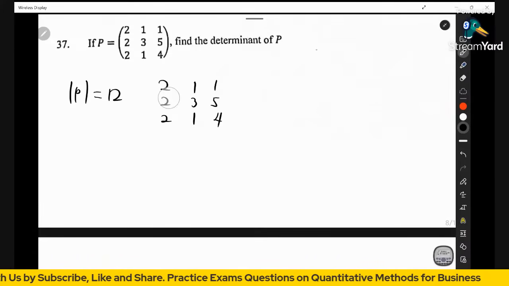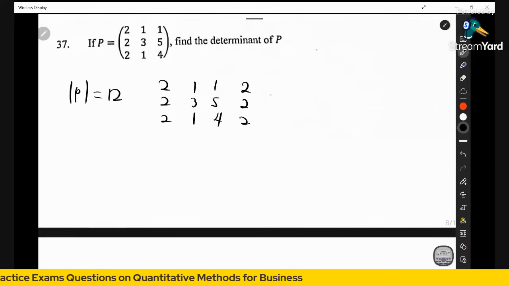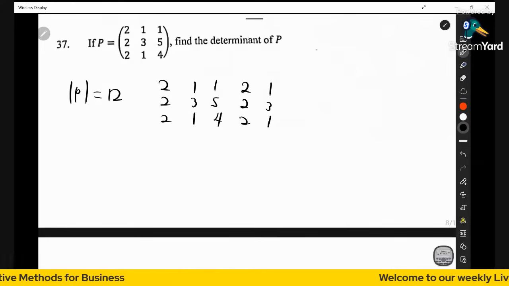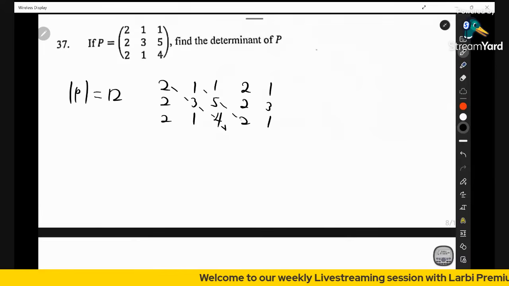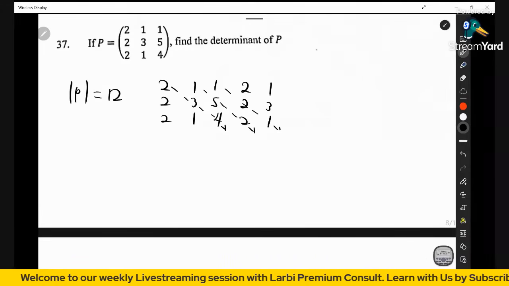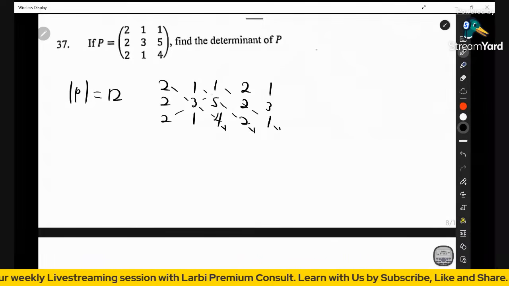So you just have to repeat the first two columns. So you have 2, 2, 2. We have 1, 3, 1. Okay, so let's deal with our downward arrows. So first we have this, that, and that. So upward, that, this, and then that.